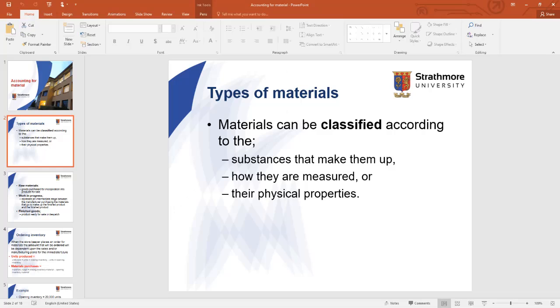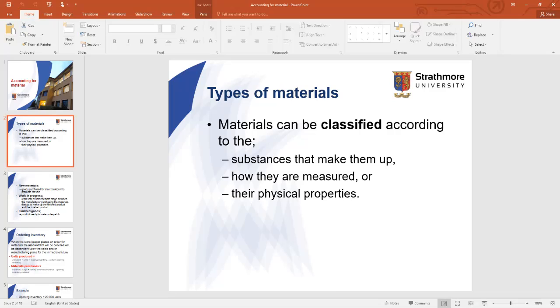First, we can classify material based on the substance that makes them. Is it tangible or intangible? You can have a case where the materials that make up the final commodity are all tangible, while others are intangible, for example gas. Don't forget gas in itself is intangible. So you can classify it based on its physical nature: is it in liquid form, is it in solid form, is it in gas form?